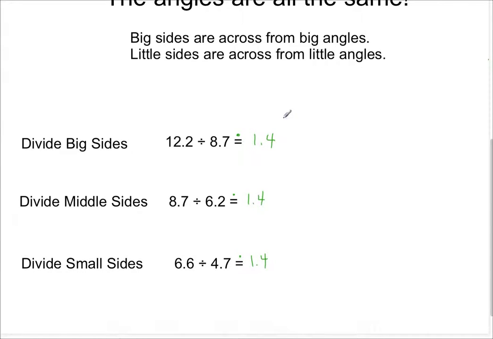So all the ratios, if you make sure that you lined up the sides properly, and you have the big sides with the big sides and the little sides with the little sides, all the ratios are the same. And that is two ways to tell if you have a similar triangle. If all of the angles are the same, or if all of the ratios when you divide the sides are the same.